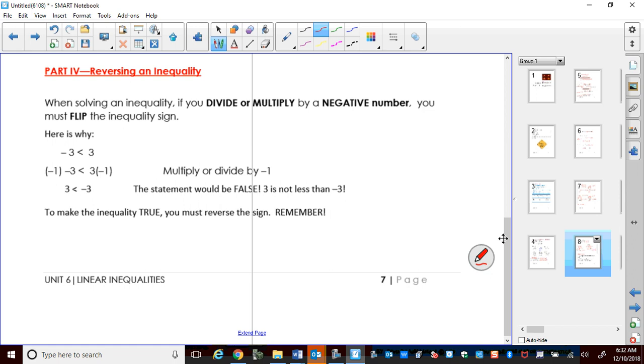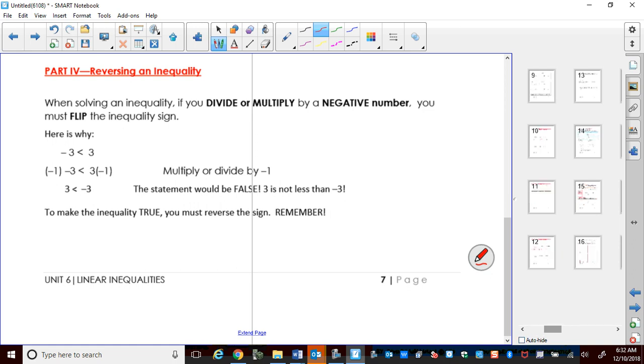Negative 3 is less than 3. It's true. Negative 1 times negative 3 gives you 3, and 3 times negative 1 gives you negative 3. The statement would be false. 3 is not less than negative 3. So we always flip symbols to make inequalities true when we divide or multiply by a negative number.